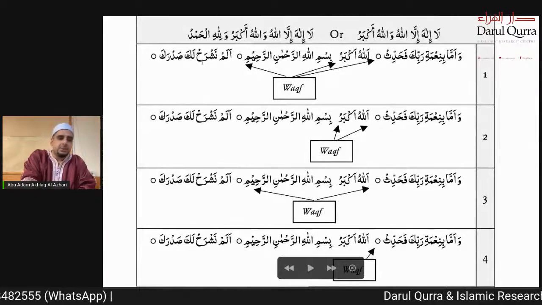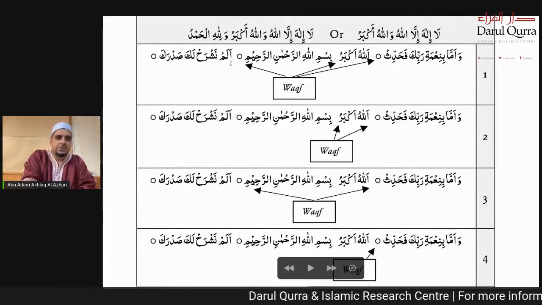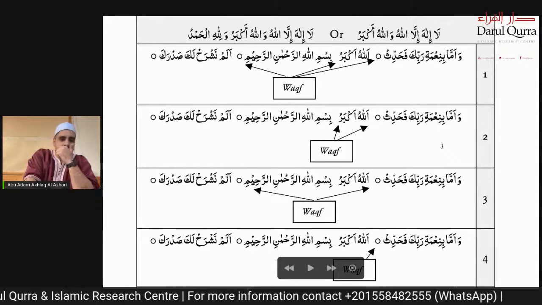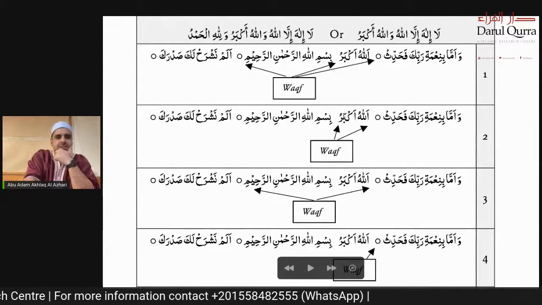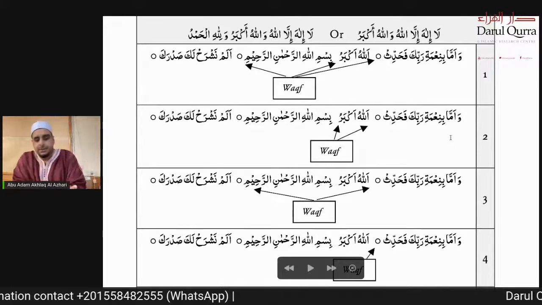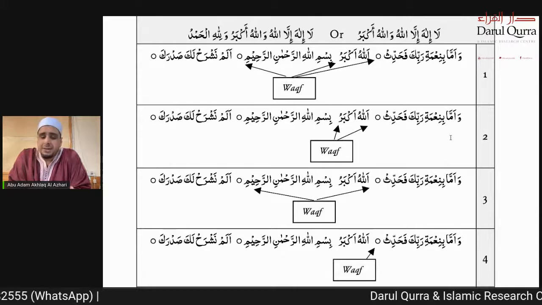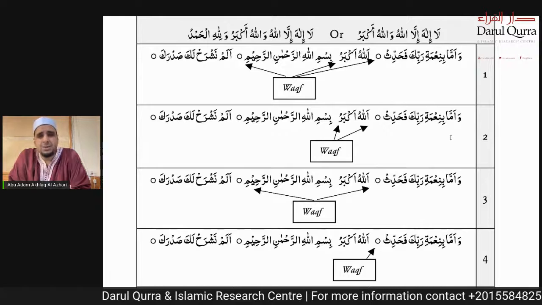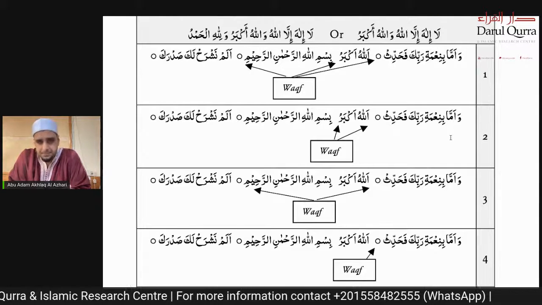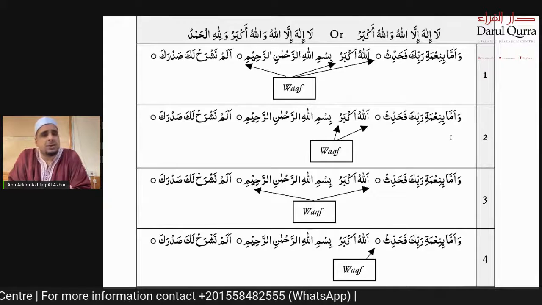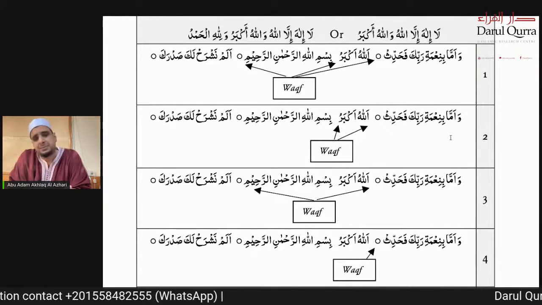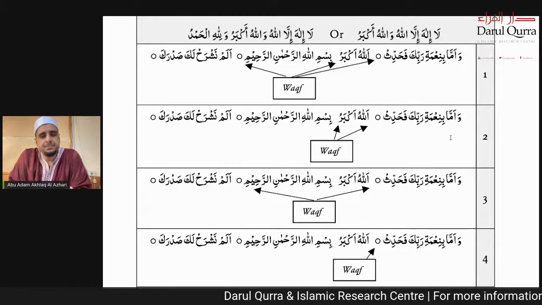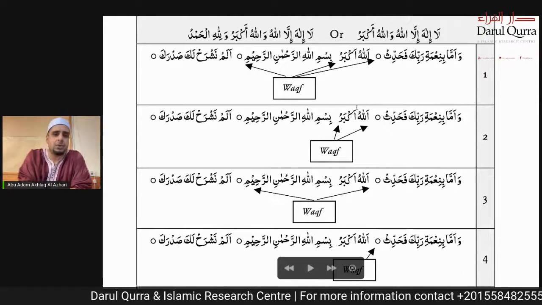So the first one is, we're doing fasl on all of them. So fasl kull, we're doing waqf on every single one of them. Second scenario, we're going to be doing waqf on the first two, and then basmala, we join with the surah. وَأَمَّا بِنِعْمَةِ رَبِّكَ فَحَدِّثْ، اللَّهُ أَكْبَرُ، بِسْمِ اللَّهِ الرَّحْمَنِ الرَّحِيمِ أَلَمْ نَشْرَحْ لَكَ صَدَرَكَ. Okay. Again, the takbir, you can do any one of these.